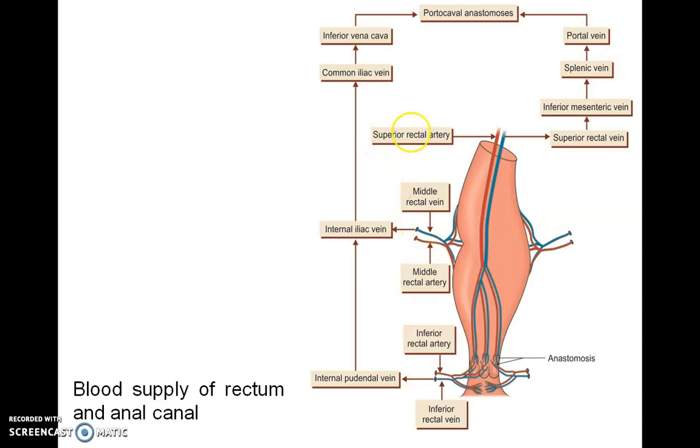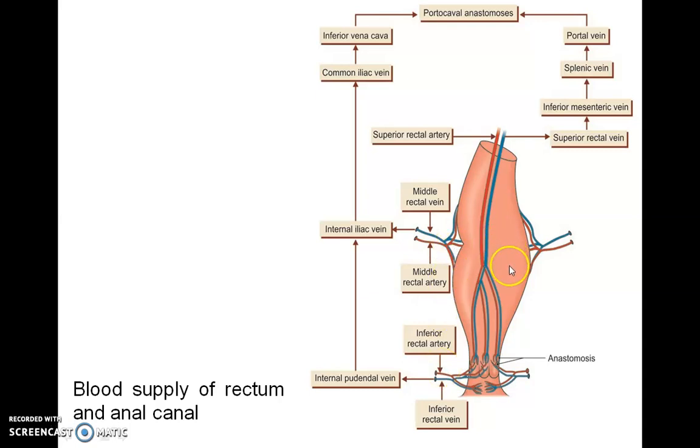See here, superior rectal artery. Superior rectal artery is the chief artery of the rectum. It is a continuation of the inferior mesenteric artery. Middle rectal artery is the branch of the anterior division of the internal iliac artery. Inferior rectal artery, shown over here, is a branch of the internal pudendal artery. Median sacral artery also supplies the rectum.